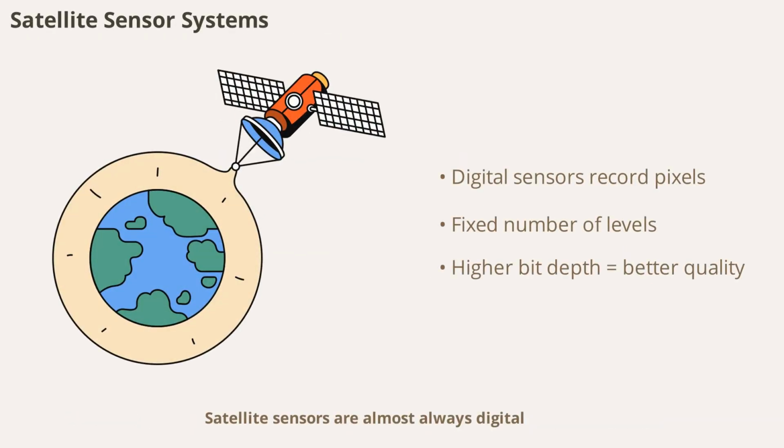Satellite sensors are almost always digital, recording data as discrete values called pixels. Unlike analog photographs, which have a continuous range of shades, digital images have a fixed number of levels, typically 256 for 8-bit images. Advances in technology now allow for even higher bit depths, improving image quality and detail. Understanding this digital nature is key to working with satellite data.